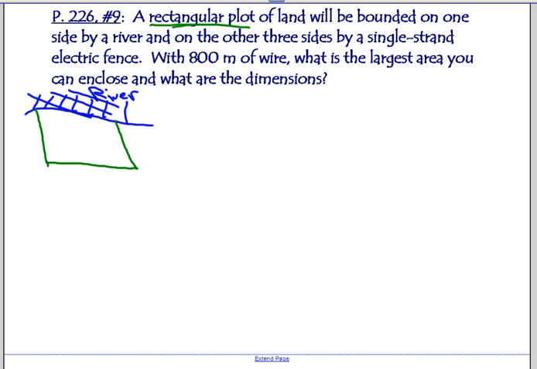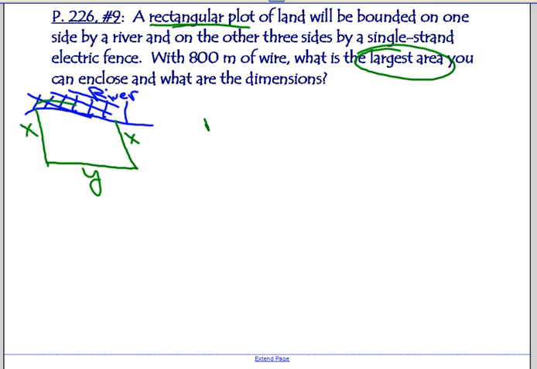So we look at our question. We want to zoom in. What is the largest area you can enclose? We always zoom in on what we are going to maximize or minimize, and we want to maximize the area. So maybe I'll put a couple variables here. This is x, this is y, and I could put another x over here, and I don't need another y over here because that's the river.